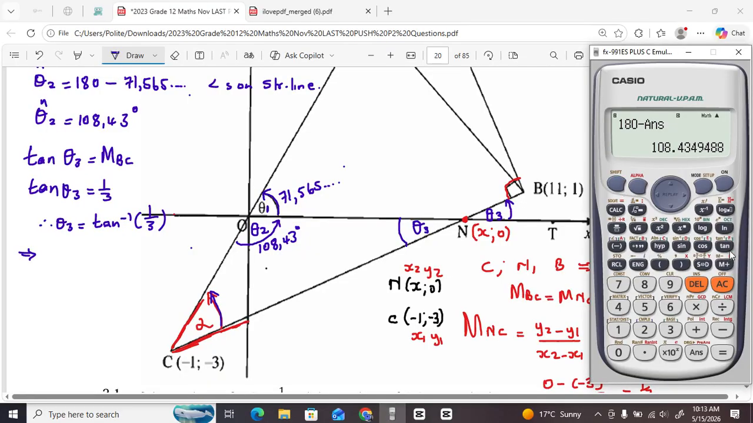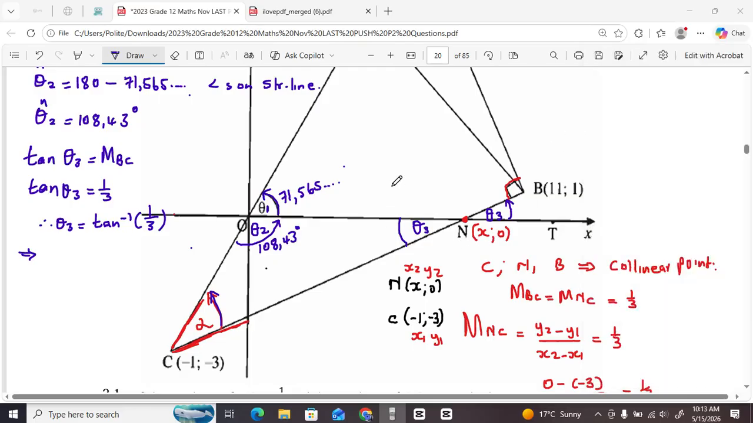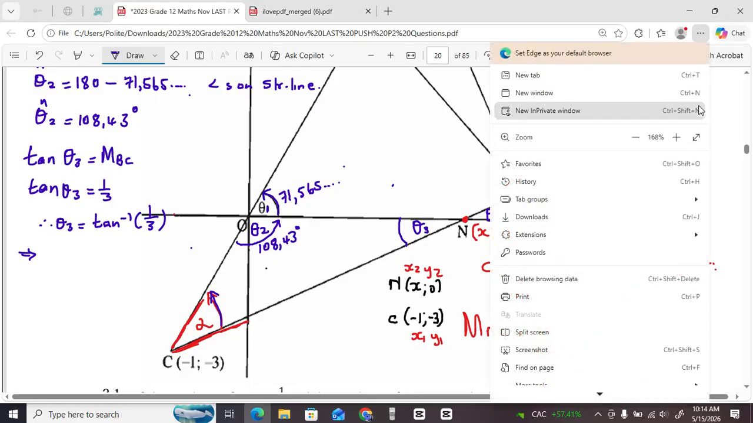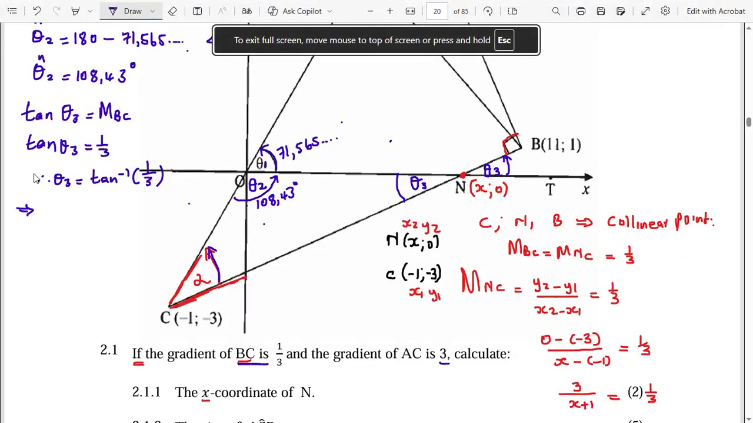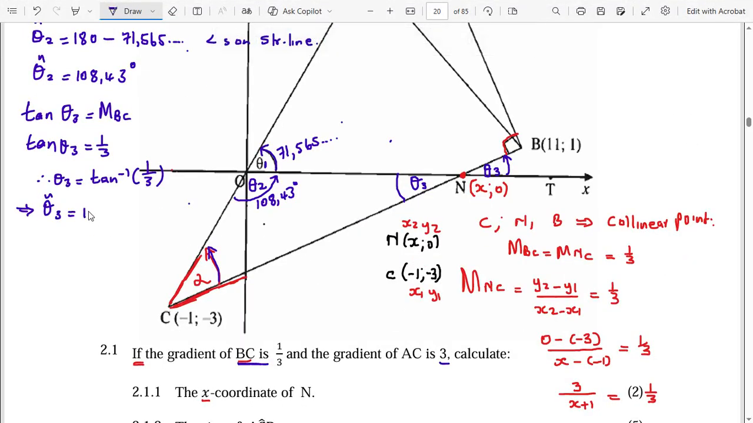You just have to follow the steps and you'll see that this is very easy. Let me see, this is equal to 18.43. So I'm going to write that down as 18.43 and I'm not going to round it off. So angle theta 3 is equal to 18.43 and so on. Okay, how do we find alpha, the last part?